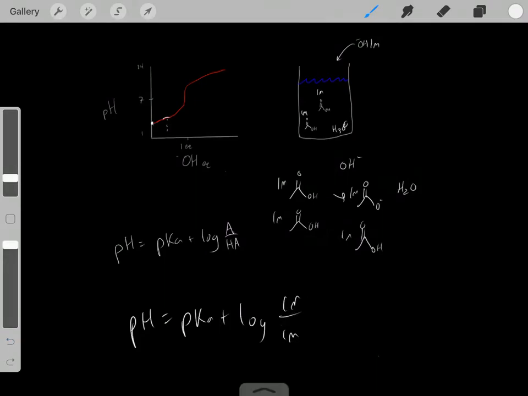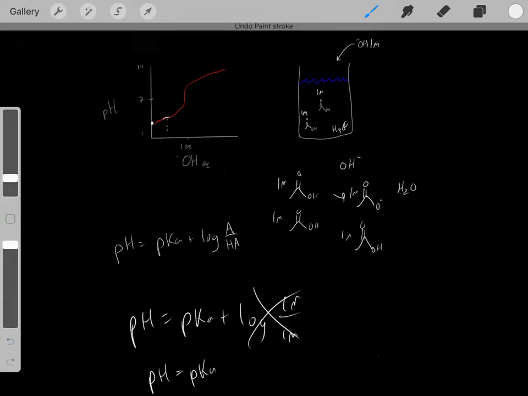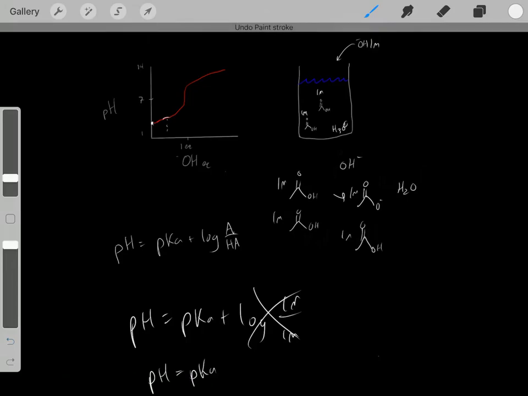But something important, whenever we have log of 1 over 1, this gives us 0. You can plug in the calculator log of 1 over 1, or really log of 1, and this will give you 0. So this will turn to 0. So what we're left with is pH equals pKa. And this is not trivial. This is something you need to memorize. Whenever you have equal amounts of conjugate base and acid, this goes to 0, and then the pH will equal the pKa of the solution.